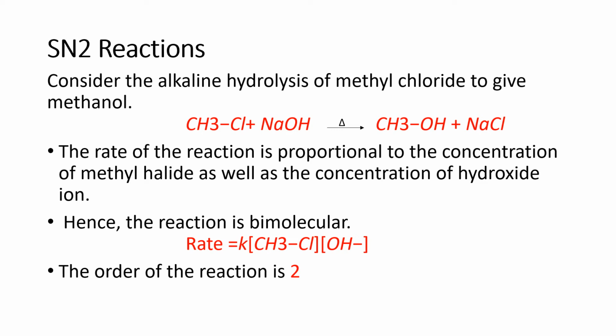SN2 reactions. Consider the alkaline hydrolysis of methyl chloride to give methanol. So here, methyl chloride, when treated with aqueous alkali, Cl is being replaced by OH, and we get methanol as the product. Here, the rate of the reaction is found to be proportional to the concentration of methyl chloride as well as the concentration of OH minus. So this reaction is bimolecular. So the mechanism is known as substitution nucleophilic bimolecular.